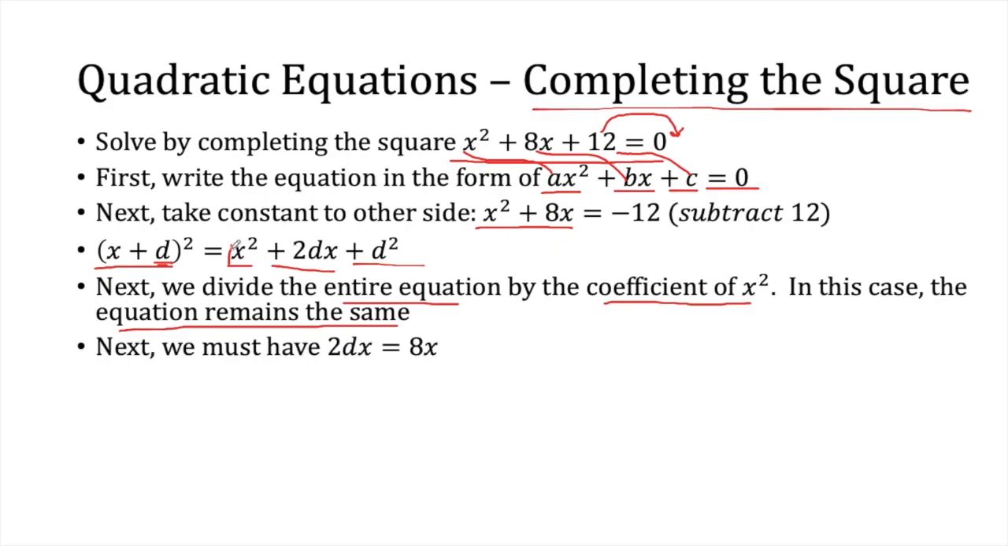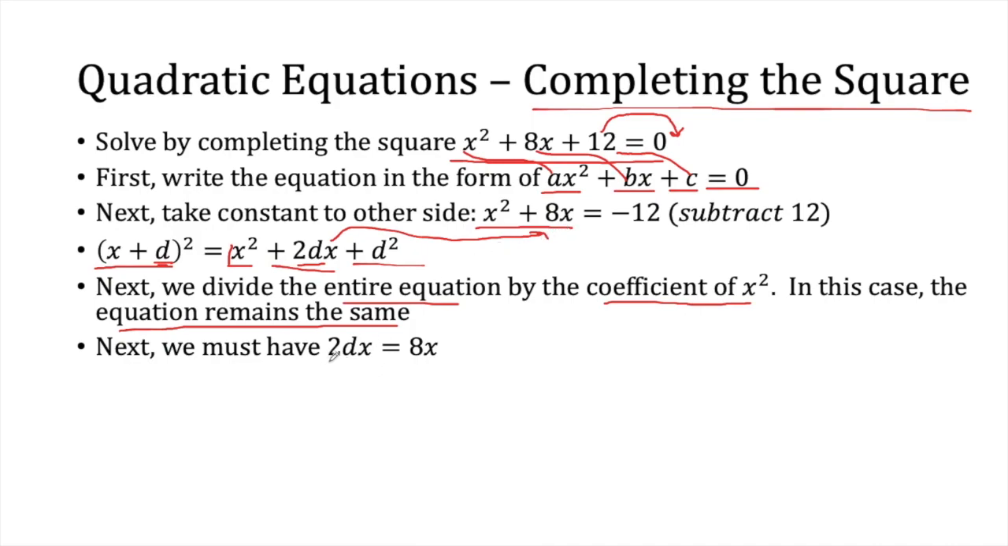Now, since we have equated our x square terms, we must now equate our x terms, which means that we must have 2dx be equal to this 8x. 2dx is the only x term in this entire binomial expansion, and on our left hand side 8x is the only x term.